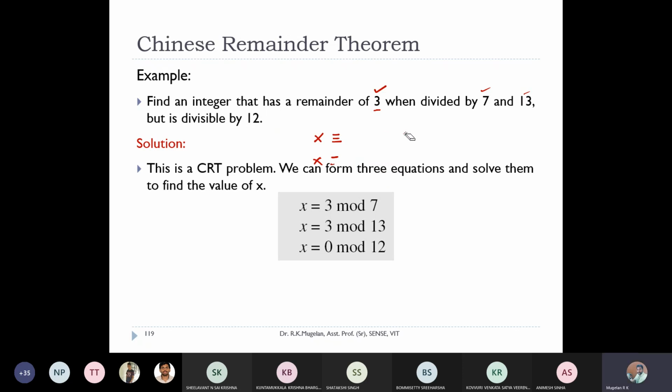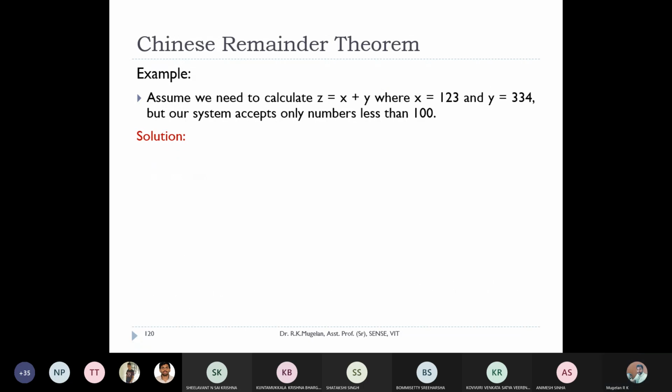So I want everyone to solve this numerical and let me know the answer in the next class.